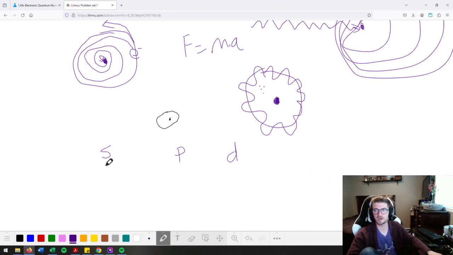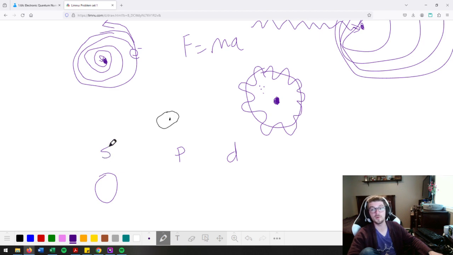I'm just going to describe the first three, and these are ones that we do deal with in chemistry quite often. These are just different categories of orbitals that have different shapes to them, and a few different properties that we'll talk about. So s orbitals are spherical.